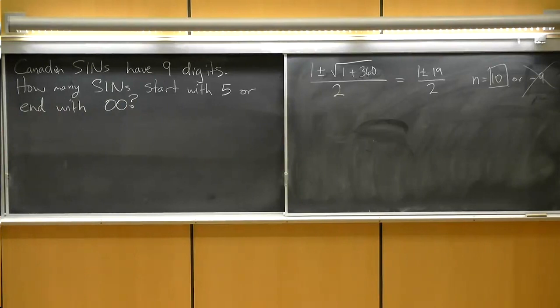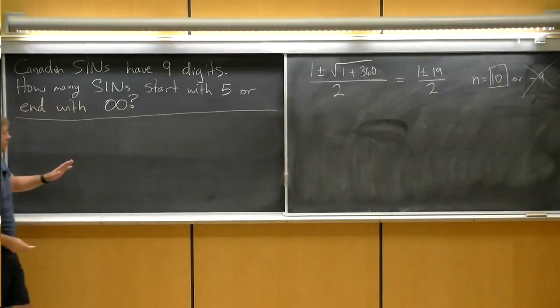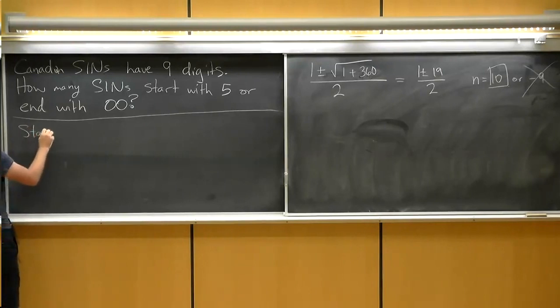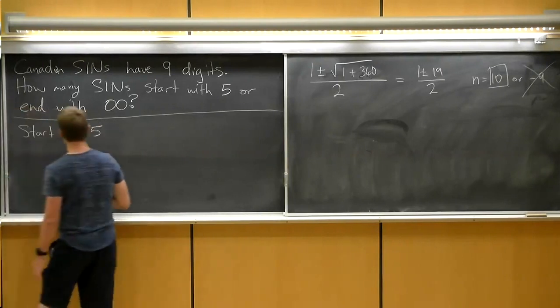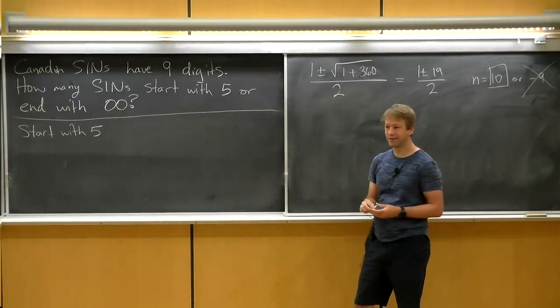Seems like a very innocent question. But you have to be careful. At first, let's forget about this "or" and just isolate the 2 different parts. So how many start with 5? Any thoughts?